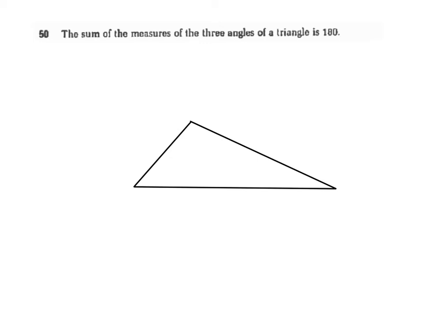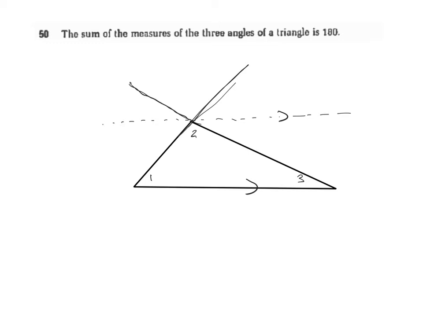Theorem 50 says the sum of the measures of the three angles of a triangle is 180. I'm sure that you already knew that, but I want to show you a visual proof that will allow you to conclude that the measure of angle 1 plus the measure of angle 2 and the measure of angle 3 sum together to be 180. In order to do that, I draw a line parallel to one side of my triangle, and then I extend these segments over here. So that line extends that way, this line extends this way, and they're straight.